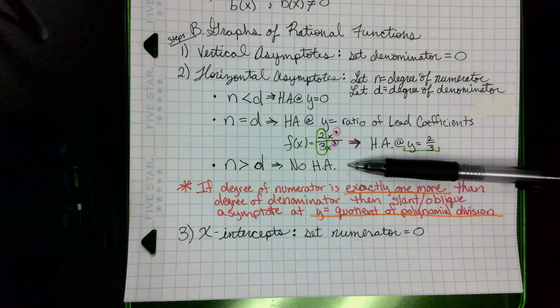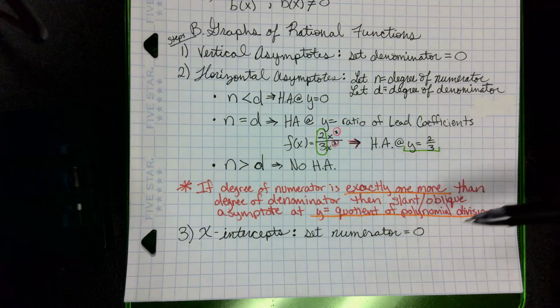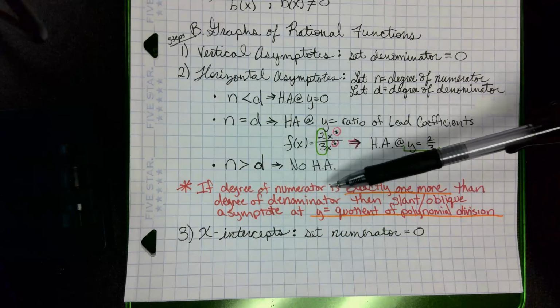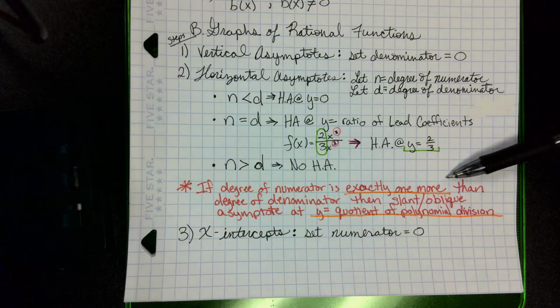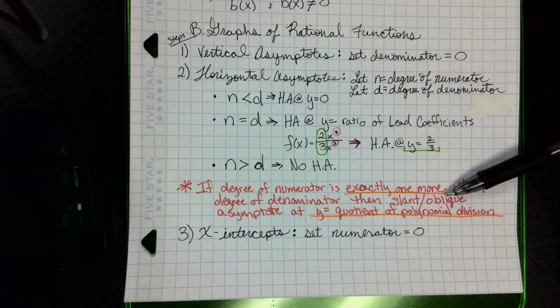And then the third scenario is when the degree of the numerator is greater than the degree of the denominator. There is not a horizontal asymptote. So like if we had x to the 4th over x to the 1st, degree of the numerator is greater. So there is no horizontal asymptote. However, there's an exception. If the degree of the numerator is exactly 1 more than the degree of the denominator, then a slant or oblique asymptote exists at y equals the quotient of polynomial division. So if you had degree 3 over degree 2, that would be exactly 1 more.